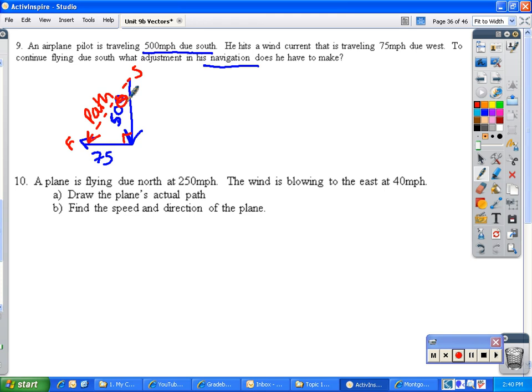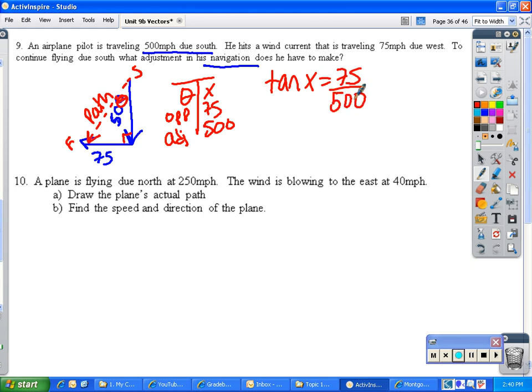It's a right triangle. I'm asking for an angle, and so now we're going to use SOHCAHTOA. So I'm going to use my little chart. My angle, that's what we really want to know. We have 75 and we have 500. 75 is opposite this angle. 500 is adjacent to this angle, and so we need to use tan. The tan of x equals 75 over 500.